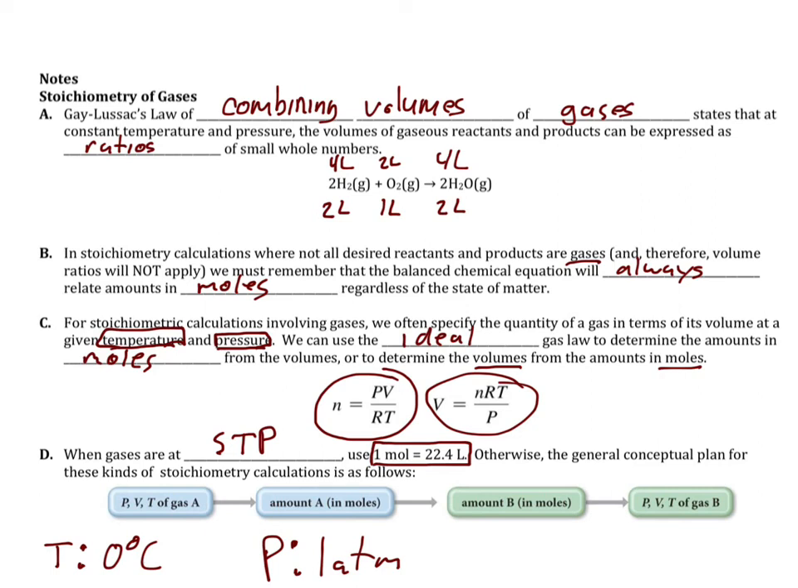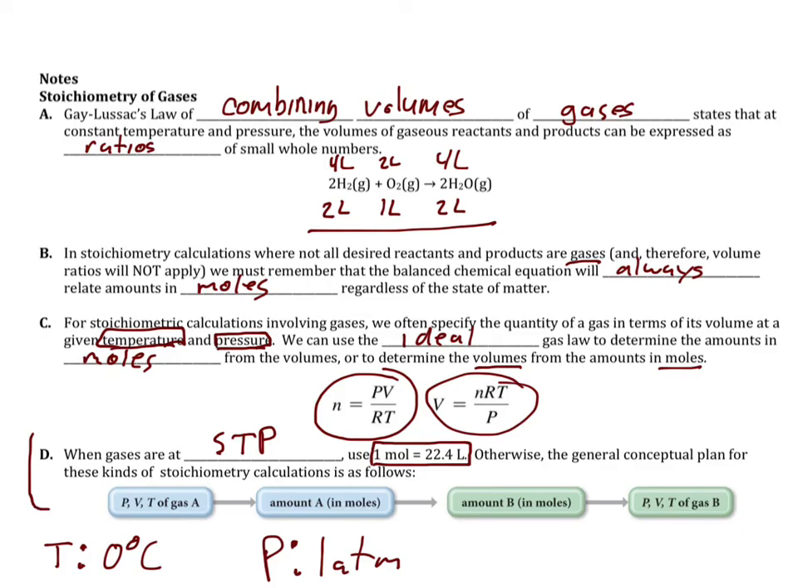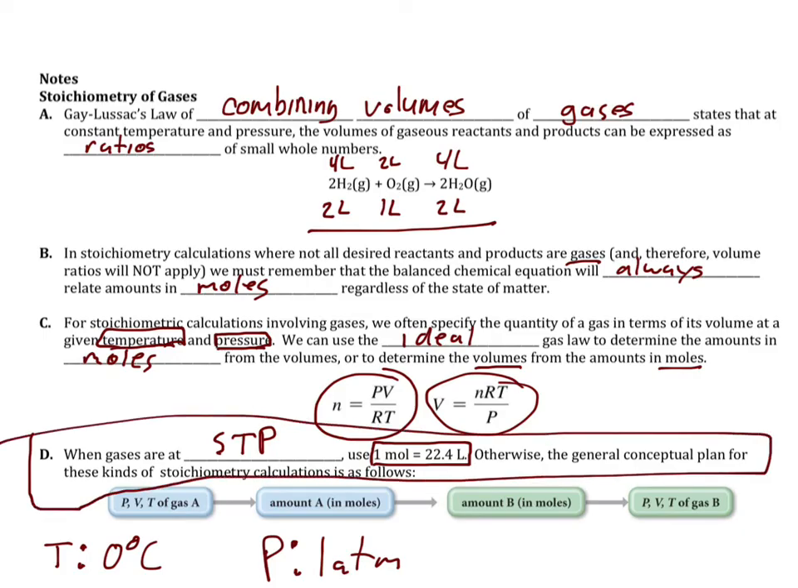So there's 3 types of stoichiometry problems here. We've got our volume to volume problems. We have our problems that use the ideal gas law, which is right there. And then we also have our problems that are at standard temperature and pressure. And if it's at standard temperature and pressure, we can use the fact that 1 mole is 22.4 liters.